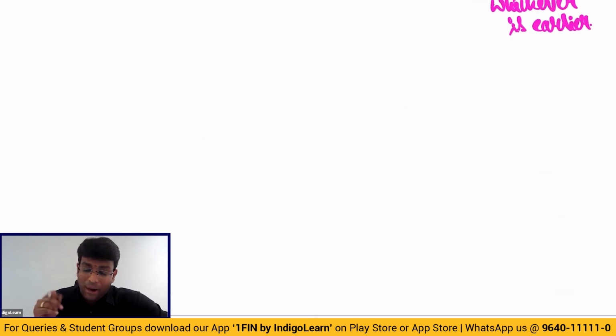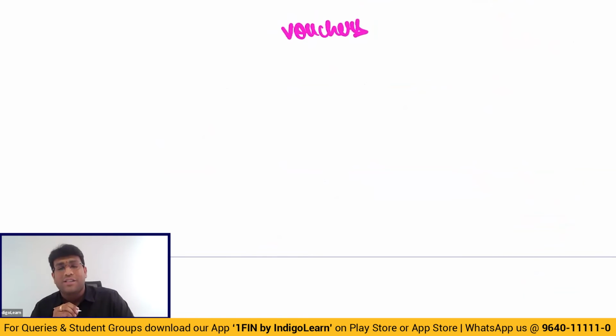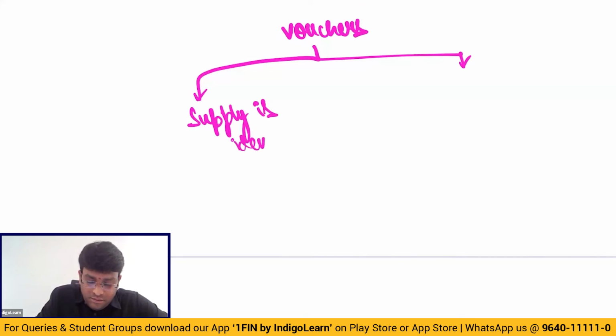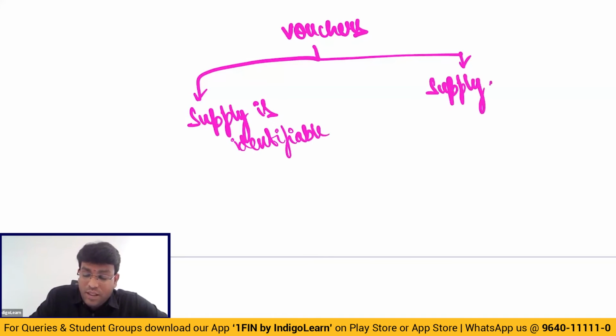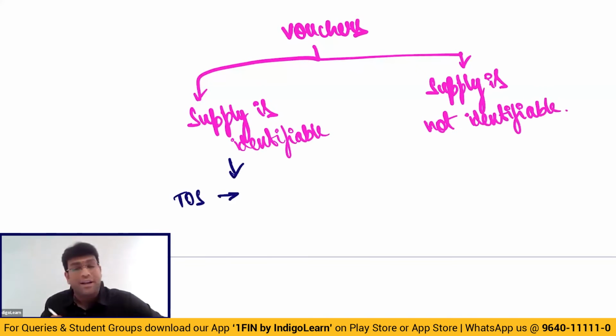Next point. Time of supply in case of vouchers, my dear friends. Voucher is nothing but coupons or any kind of tokens. We know these vouchers, no? Amazon vouchers, Flipkart voucher, any kind of voucher. So in vouchers, they divide into two parts. Case number one, supply is identifiable. Case number two, supply is not identifiable.